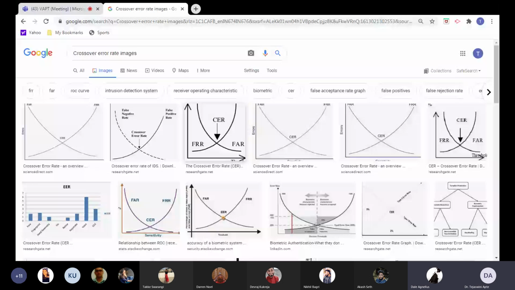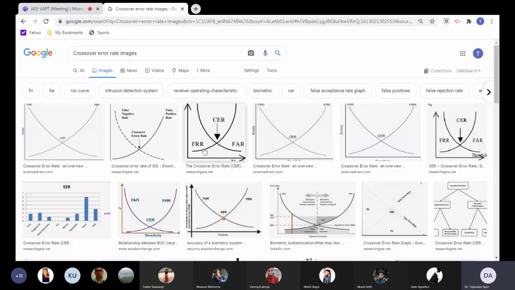Just take a look. What kind of graph is this? This is the FRR, which is the false rejection rate, and this is the FAR, that means false acceptance rate. Generally, if you get a higher false rejection rate, it is okay. No need to panic because the system is just going to reject everyone. But the vulnerability is introduced more when the system falsely accepts anyone.